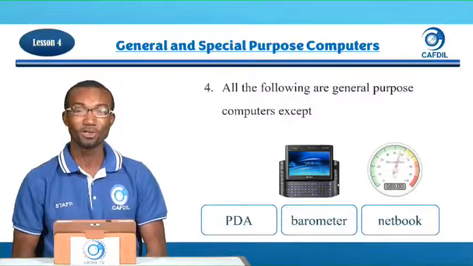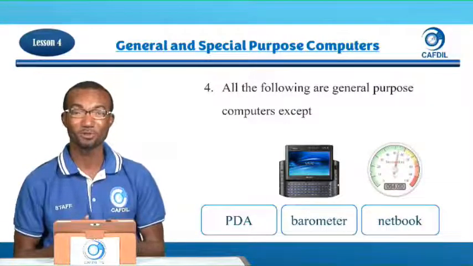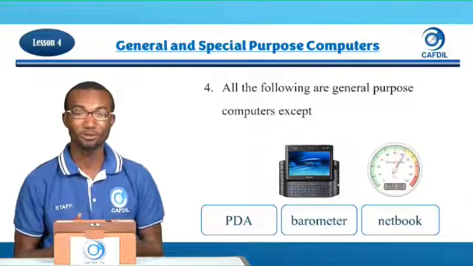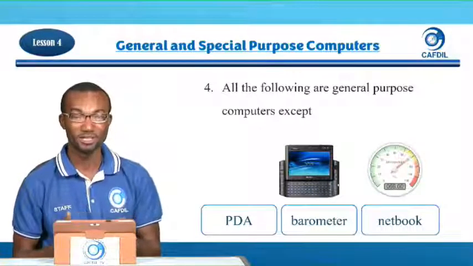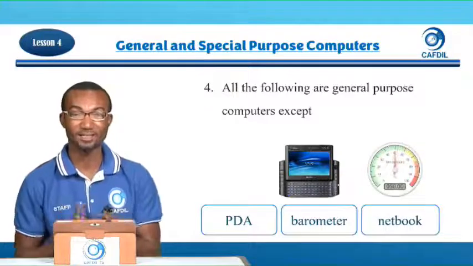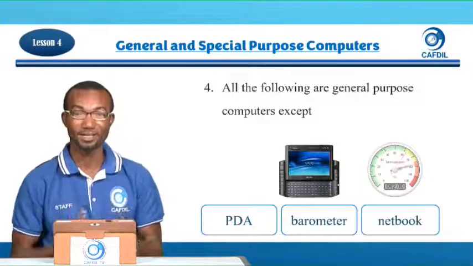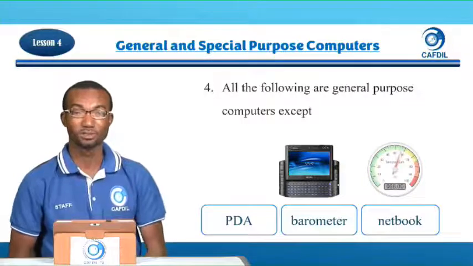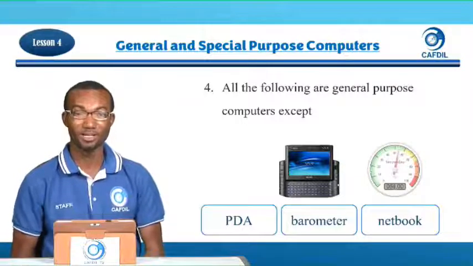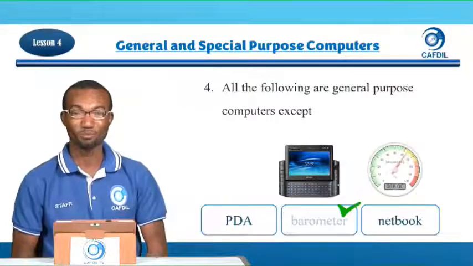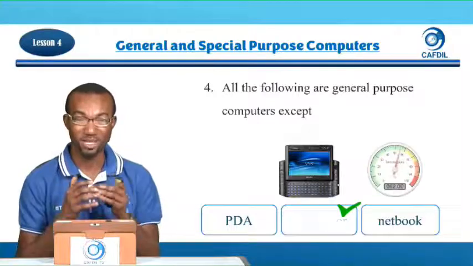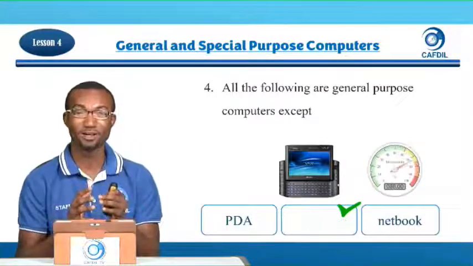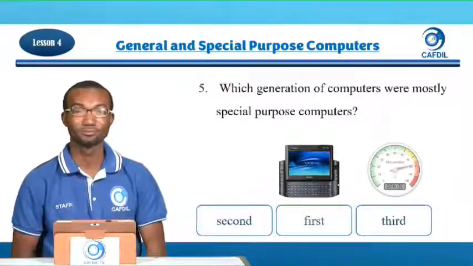4. All the following are general purpose computers except, we have PDA, that is personal digital assistant, we have barometer, and then we have netbook. So which one is the odd one here? Good. The answer is barometer. A barometer is a special purpose computer used to measure the pressure of objects.